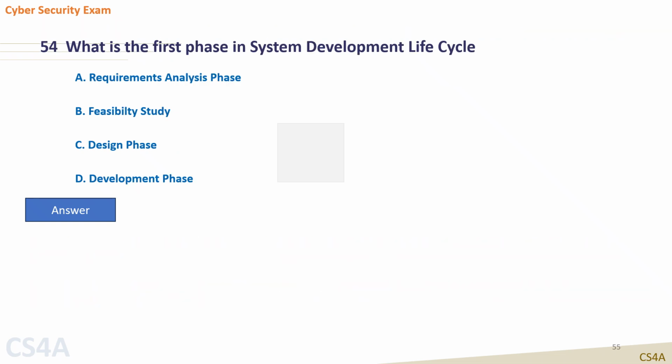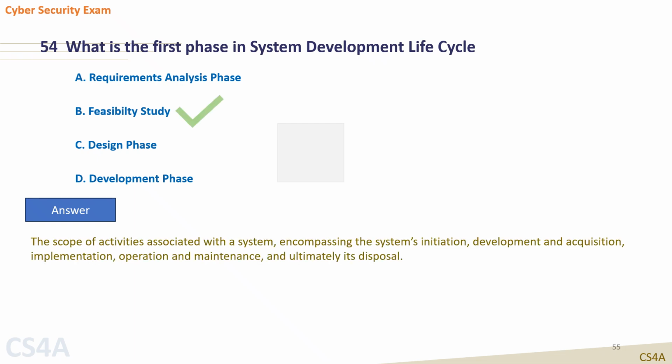So here the question is, what is the first phase in the system development life cycle? The options are requirement analysis, feasibility study, design phase, and development phase. As per ISC2, the feasibility study is the first phase in the SDLC process. Requirement analysis happens at a later stage. First, we see whether the product development is feasible or not. So B is the correct answer.